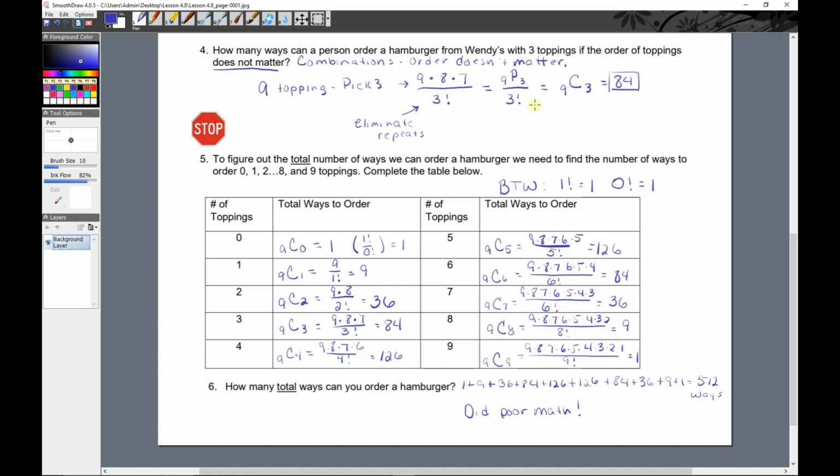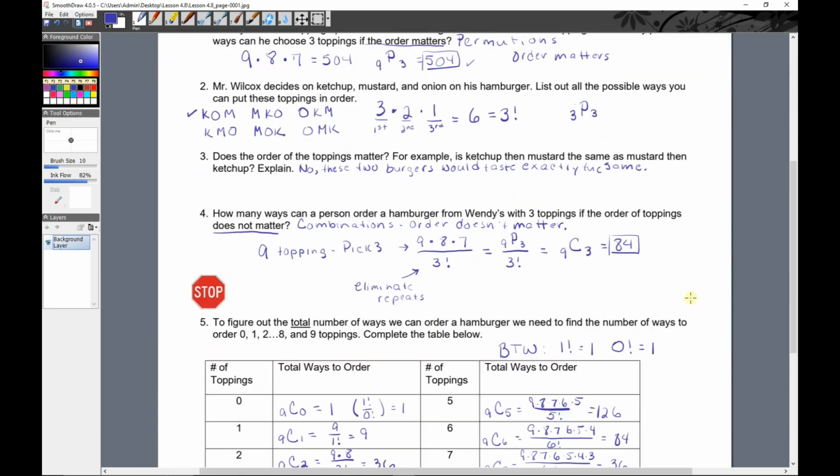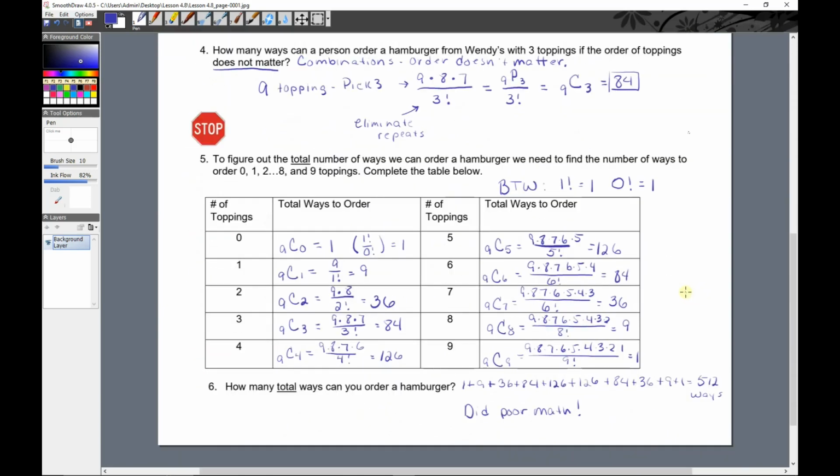So we filled out the table, and you can pause to copy it down if you want to. It turned out that we had 1 up to 126, and then 126 back down to 1 using the same numbers. There's a certain symmetry to it. And when you add up all of those ways to order, you get 512, which does not compare well to 256 as they put on all their to-go bags. So they did some poor math. But the point is this is how you use the formula for combinations. So let's go ahead and turn over.